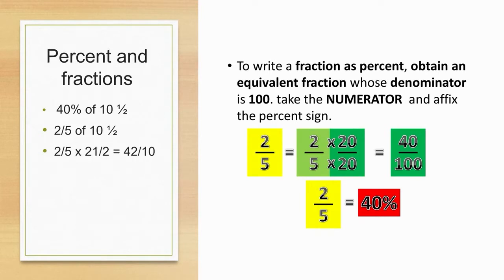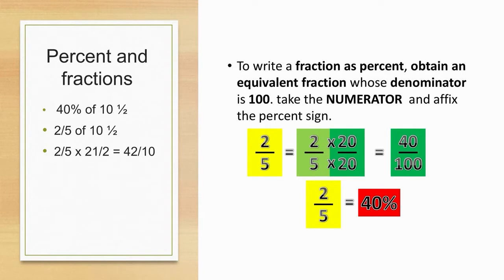So 2/5 of 10.5, we will change the mixed number, which is 10.5, to an improper fraction. Now remember how we do that? We multiply the whole, which is the 10, by the denominator. 10 multiplied by 2 gives us 20, plus 1 gives us 21 halves. So 10.5 changed to an improper fraction is 21 halves.